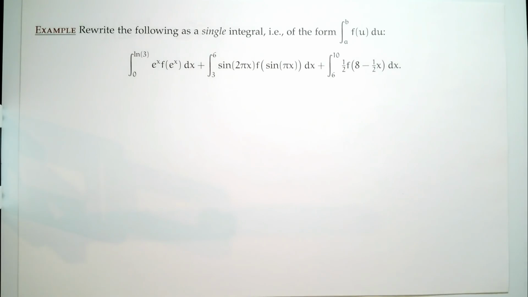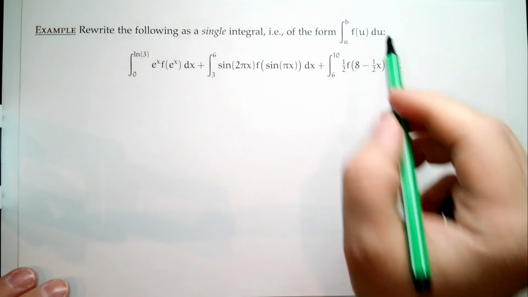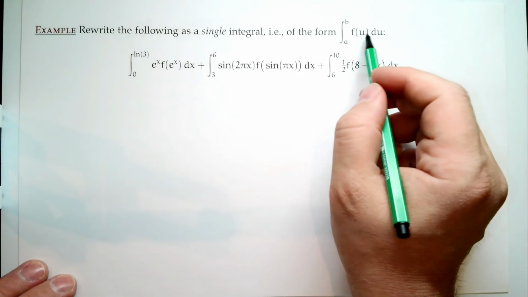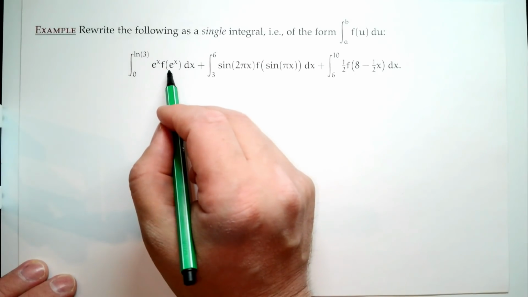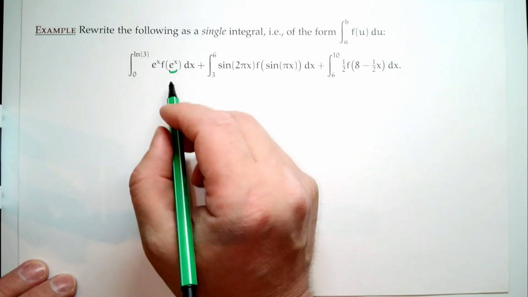Rewrite the following as a single integral. In other words, just one integral to rule them all. One integral to find them. Okay. So what are we testing on here? Well, we're testing on some key ideas and saying, okay, let's figure out what happens. So I want to have everything in terms of a function of u du. So we're going to probably do some substitution. In this case, the substitutions are pretty clear to follow.